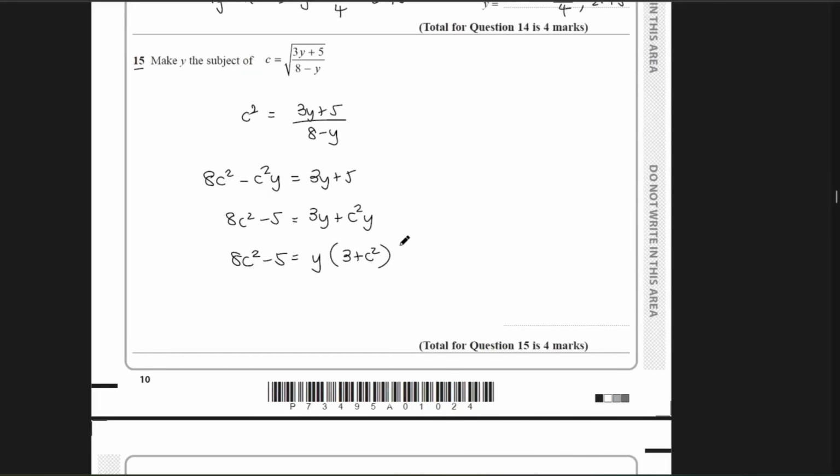Now we can make y the subject of the equation. So y is equal to 8c squared minus 5 divided by 3 plus c squared, and that's the answer. 8c squared minus 5 divided by 3 plus c squared.